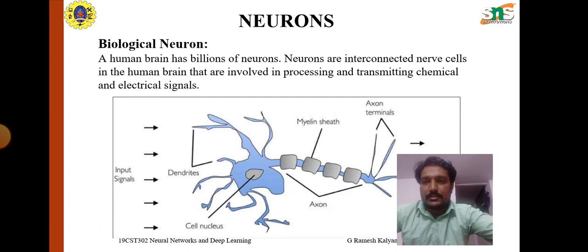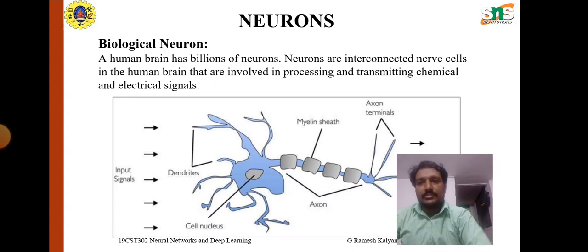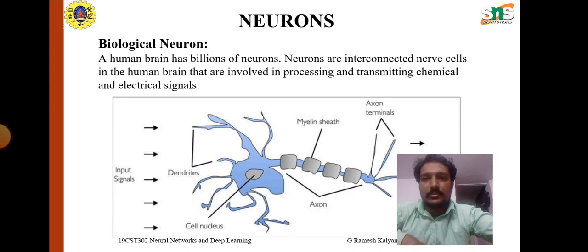And this is the structure. We could see a biological neuron having dendrites in it, which gets an input and processes it through various parts like dendrites, the cell nucleus, the myelin sheath, and axon terminals, and finally the output is produced. So this is a diagram of a biological neuron.